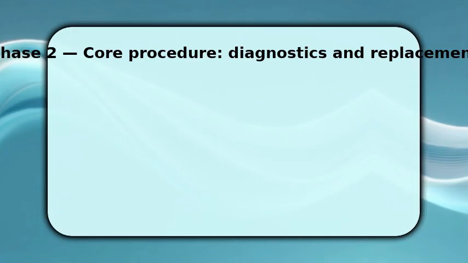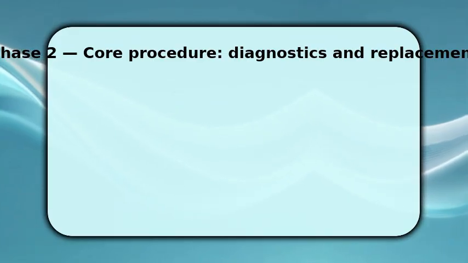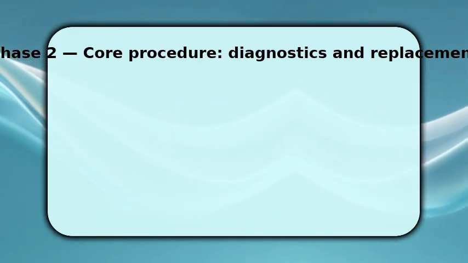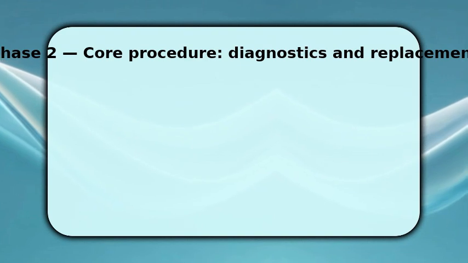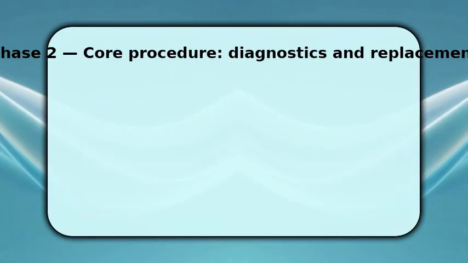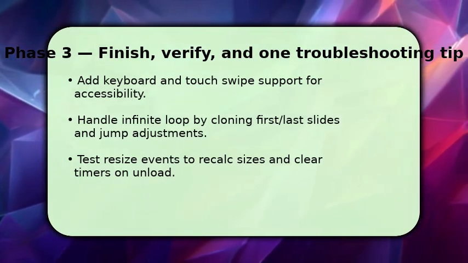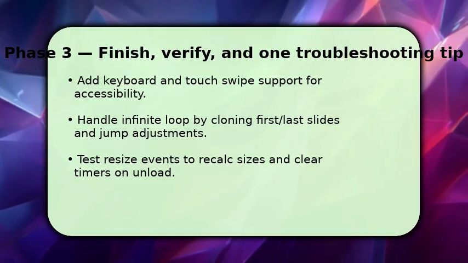Once done, set transition timing for easing and duration, and make sure to cancel and restart autoplay timers on user interaction. Debounce rapid clicks by disabling input during the transition to avoid jumpy behavior and finish by polishing accessibility. Add keyboard controls and touch swipe handlers that translate gestures into next or previous calls.